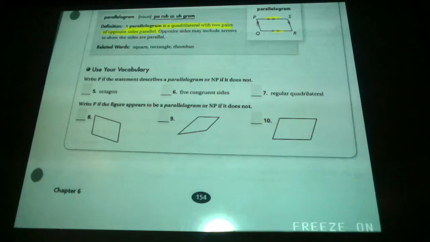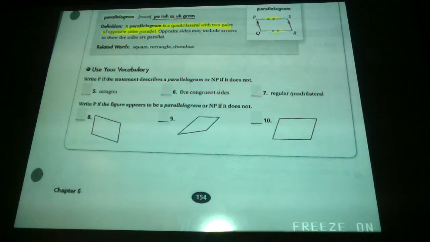What do you think about an octagon? Does it have 2 pairs of opposite sides that are parallel? An octagon, if it's a regular octagon, would have 4 pairs of opposite sides parallel, right? So although that would occur, it doesn't match the definition of a parallelogram because it's more than 2 pairs of opposite sides. So an octagon would be NP. Yes. Only 2 pairs. And so that's that key phrase in there, 2 pairs. And remember, geometry is very picky, very particular.